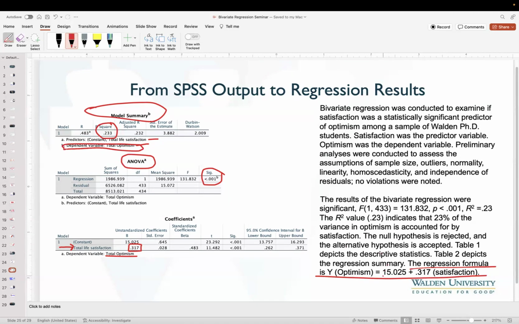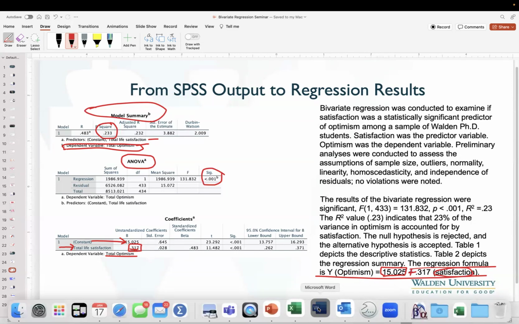Y equals 15.025. Where does that come from, Dr. Taylor? Look at the constant right there, 15.025. That's kind of like the starting point, plus how much will it increase? 0.317. And then we would input the person's satisfaction score, and that would give us an optimism value.